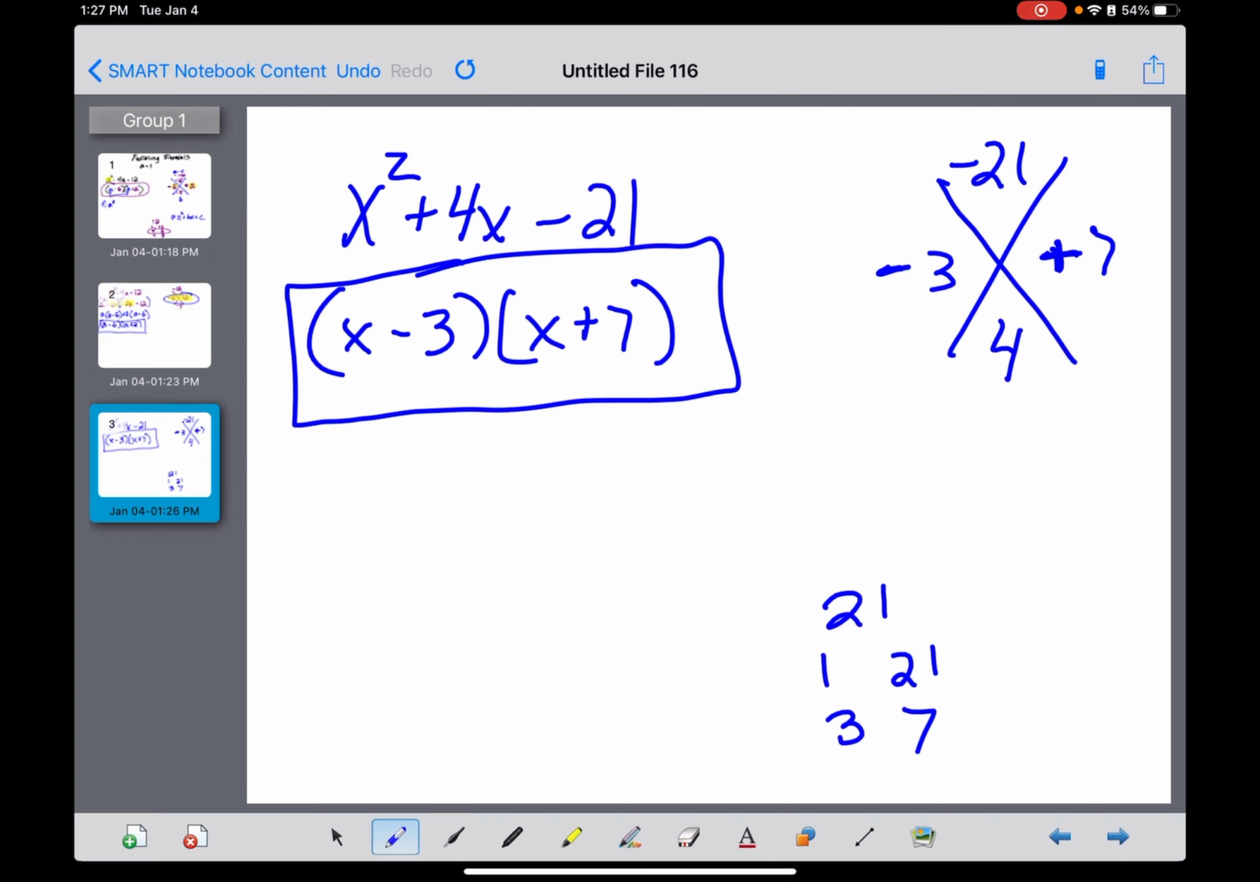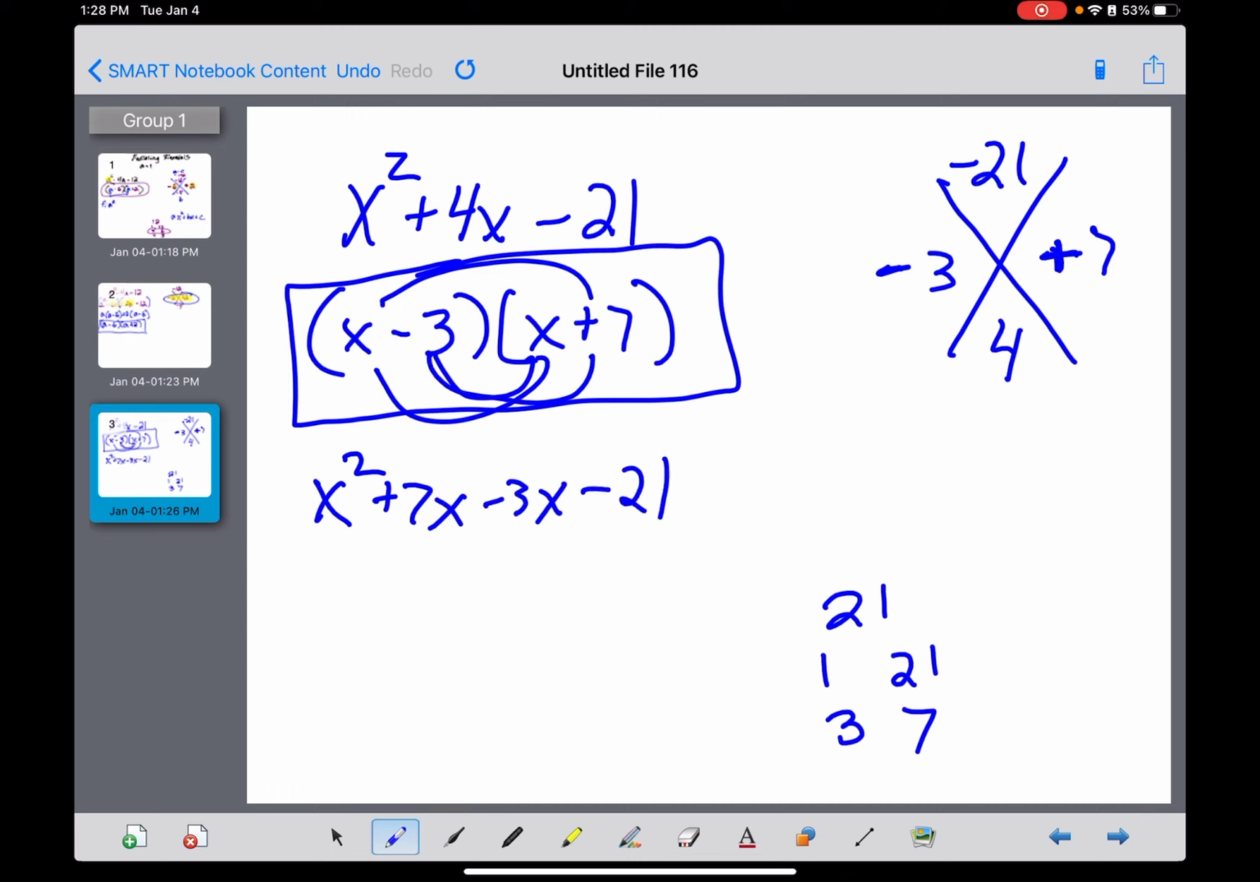You can check these anytime you want by using FOIL. X times x is x squared. X times 7 is 7x. Negative 3 times x is negative 3x. Negative 3 times 7 is negative 21. Combine your like terms. X squared plus 4x minus 21. That's what we started out with. That must mean that's right. So in the realistic world, there's never any reason you should get a factoring one wrong because you can always check to see if you have it correct by using the FOIL method.